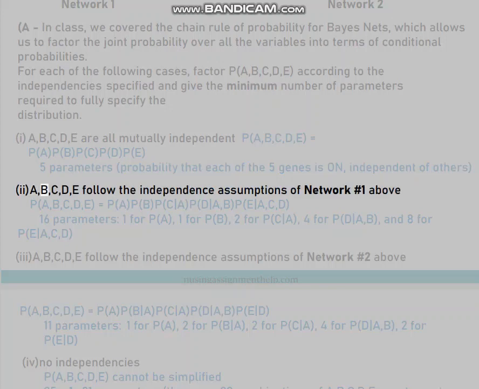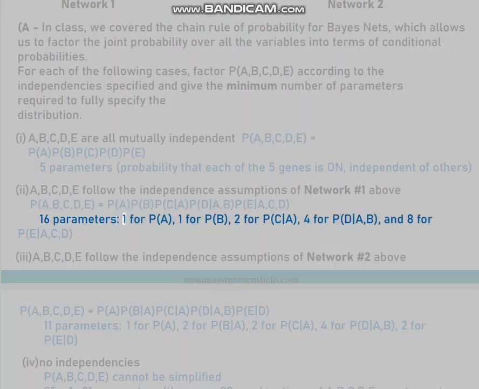2. A, B, C, D, E follow the independence assumptions of network number 1 above. P(A, B, C, D, E) = P(A)P(B)P(C|A)P(D|A,B)P(E|A,C,D), 16 parameters: 1 for P(A), 1 for P(B), 2 for P(C|A), 4 for P(D|A,B), and 8 for P(E|A,C,D).